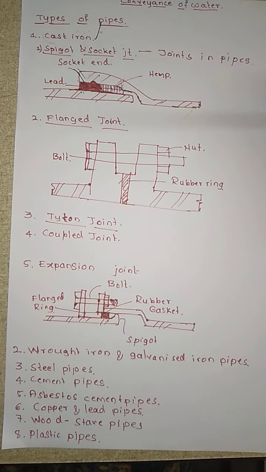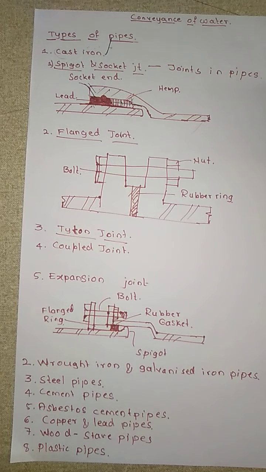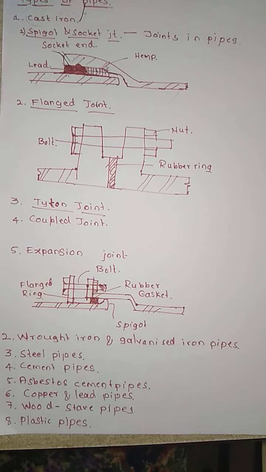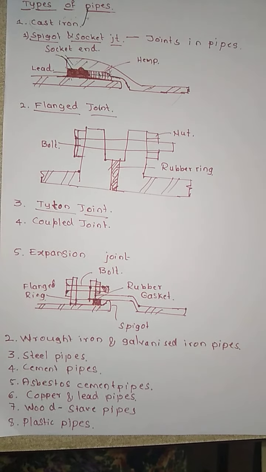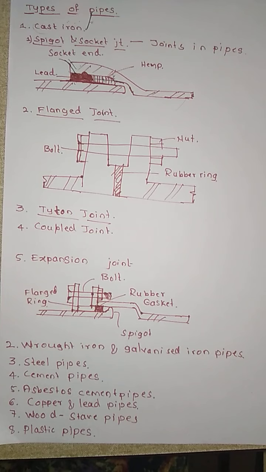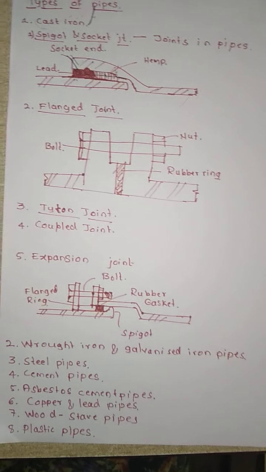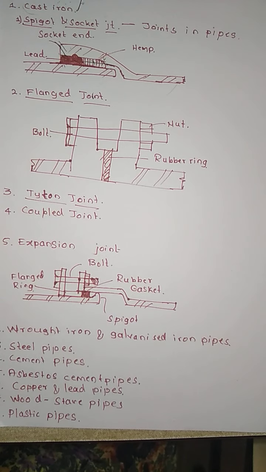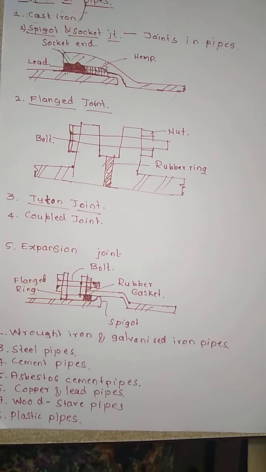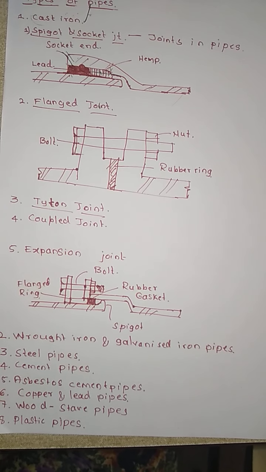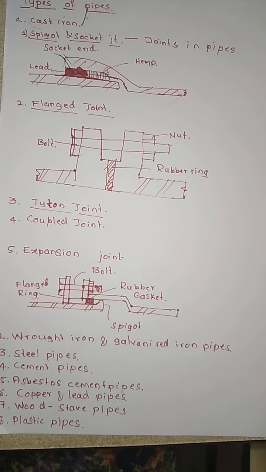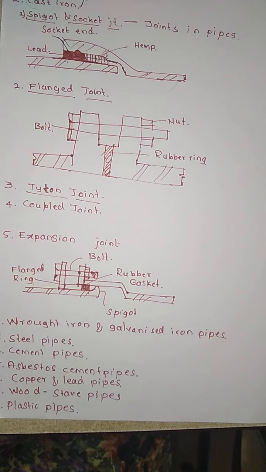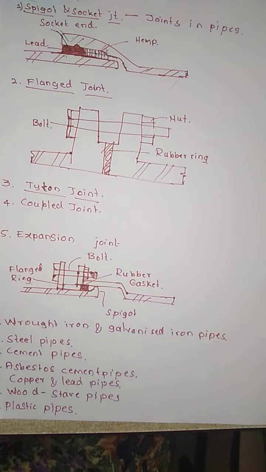Now why do we provide these particular joints? As I have told, these pipes will be 3 to 6 meters in length. When we want to join two different pipes in order to have continuation of the water lines, we need to join them. So we use these different types of joints to join the two different pipes, as well as to prevent the leakages that could happen due to the joining of the pipes.